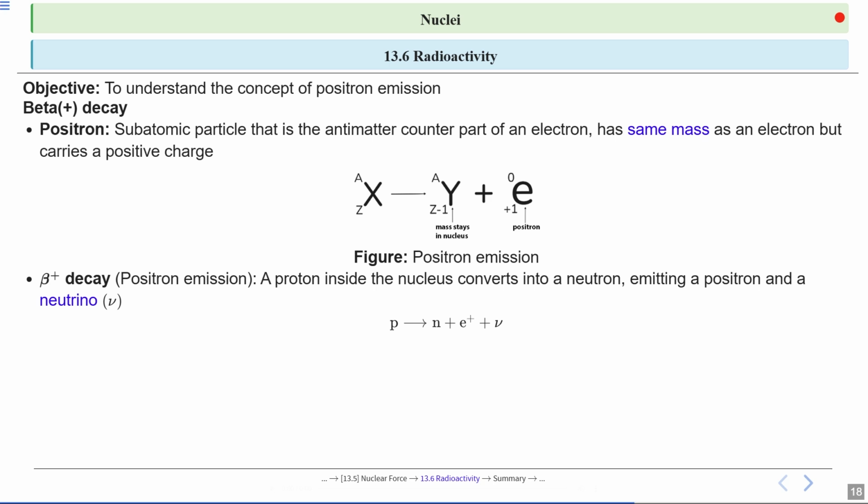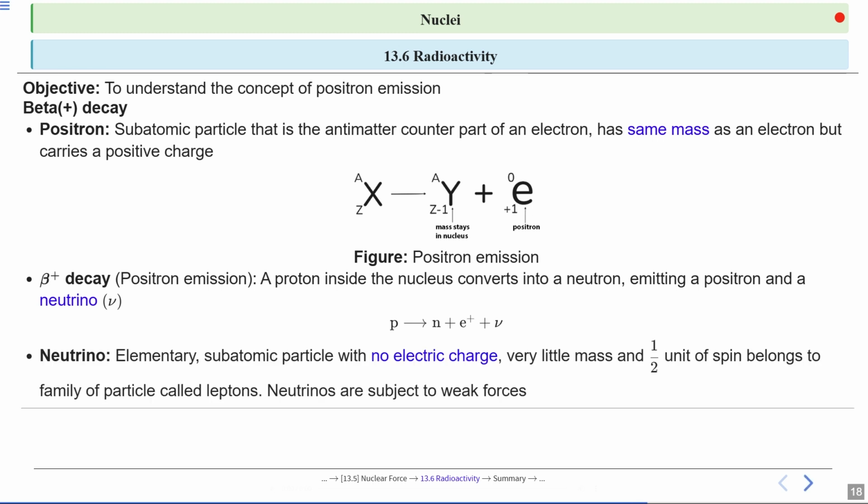In beta plus decay, a proton inside the nucleus changes into a neutron. When this happens, the atom emits a positron and a neutrino. The reaction can be written as proton leads to neutron plus positron plus neutrino. The positron is the positively charged particle and the neutrino is a very light neutral particle. This process helps the nucleus become more stable if it has too many protons.